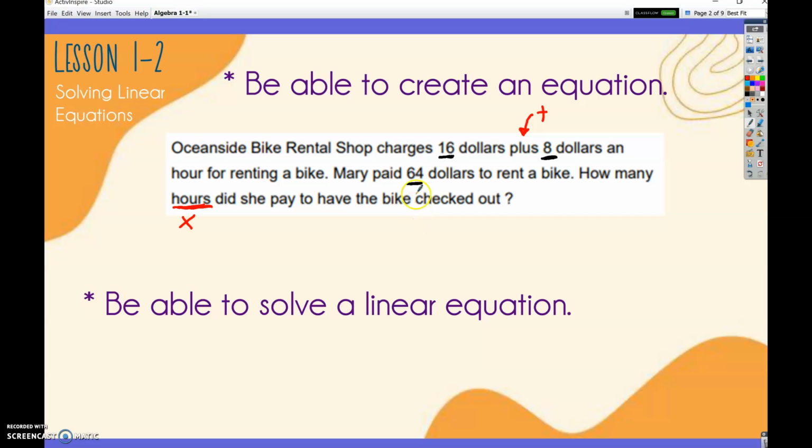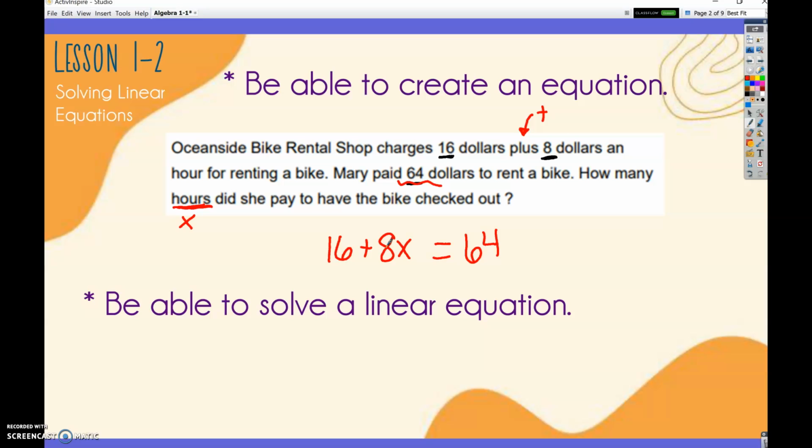To create this equation, when I noticed 64 was the final amount, that generally means that's what I'm going to end with. So I'll put my equals 64. I noted that they started with $16. That had nothing to do with how long she had the bike, just a $16 fee. Plus would mean add, and $8 for every hour, which I'm calling X because I don't know how many hours I'll have the bike, would create my equation.